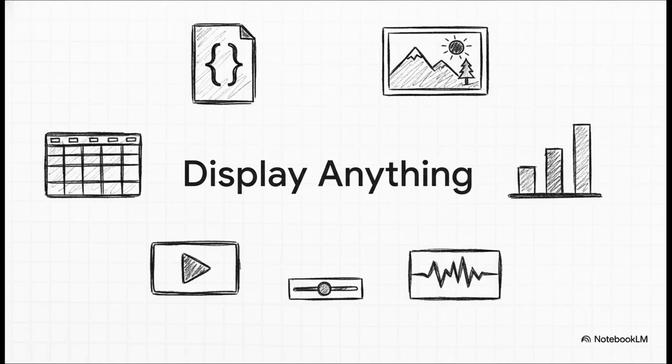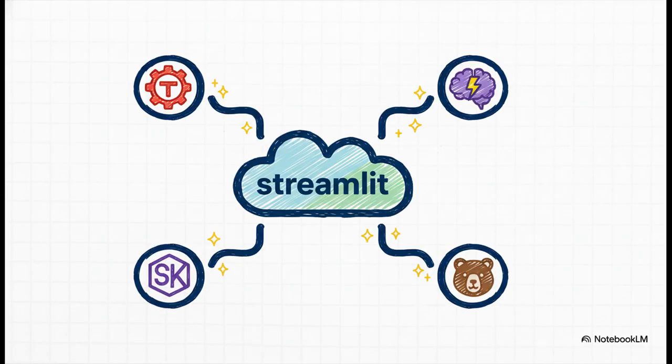It can show Pandas data frames, beautiful interactive charts from libraries like Matplotlib, text, images, even video and audio. You can even dump complex JSON right onto the page. It is incredibly versatile. And that versatility is exactly why it is a dream come true for machine learning. It just works seamlessly with all the big libraries you're already using.